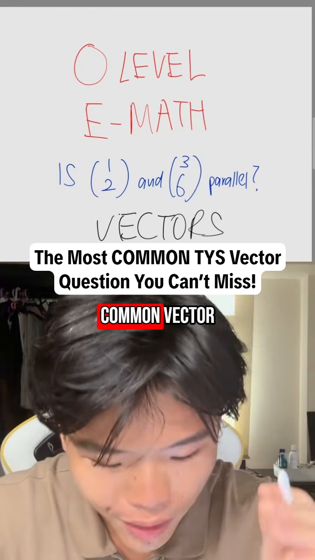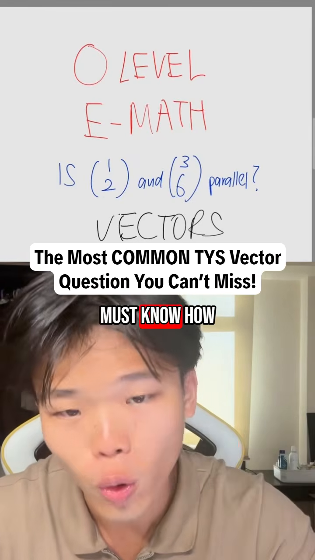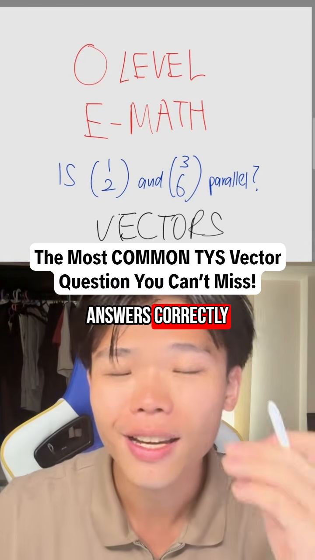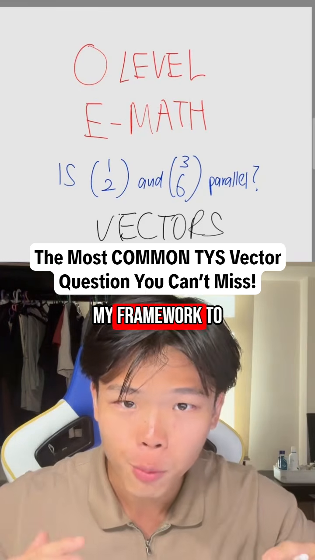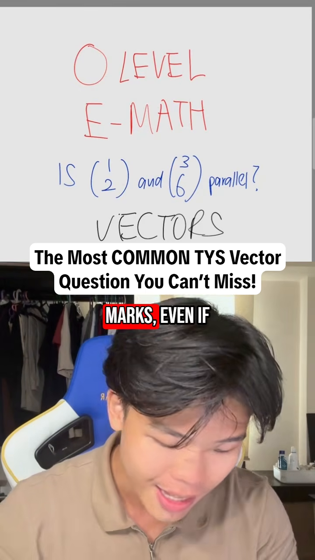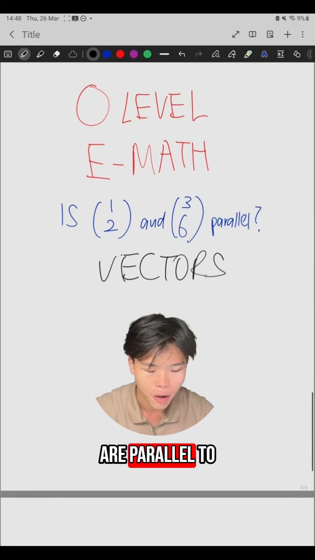This is the most common vectors TYS question for all Sec 4 E-Math students, and you must know how to present your answers correctly in order to obtain the 3 marks every single time. And in this video, I want to give you my framework to always getting that 3 marks even if the question numbers change. So over here, whenever we have two vectors that are parallel to each other, right?